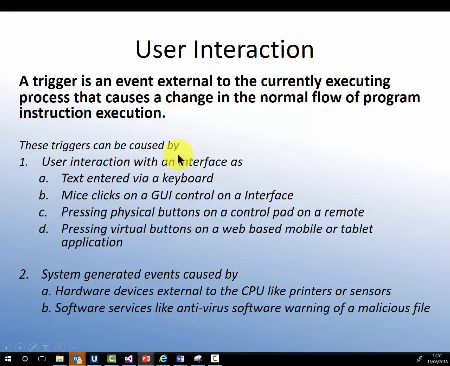It can be caused by user interaction with an interface, such as text via a keyboard, mouse clicks on a GUI control on the interface, pressing physical buttons on a control pad or a remote, pressing virtual buttons on a web-based, mobile or tablet application. There can be system-generated events caused by hardware devices like printers or sensors, or software services like antivirus warning of a malicious file.